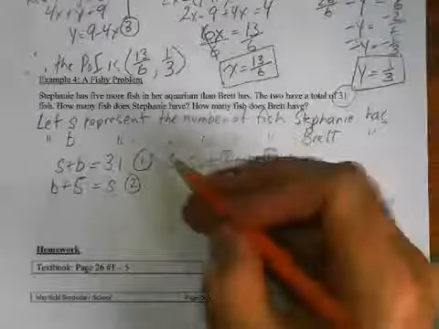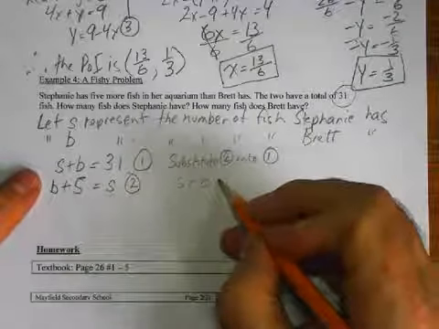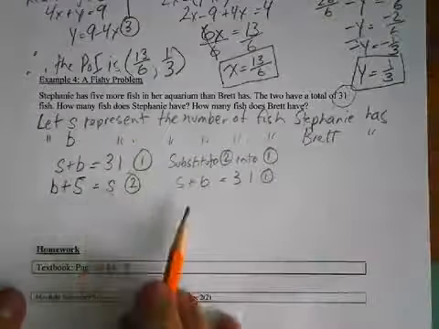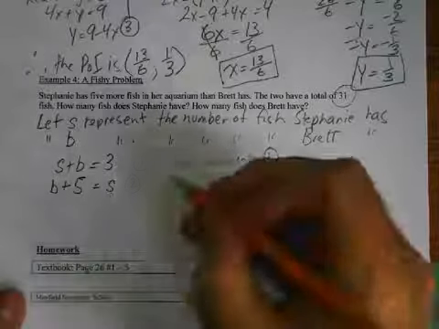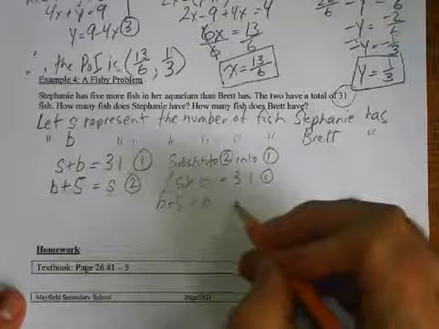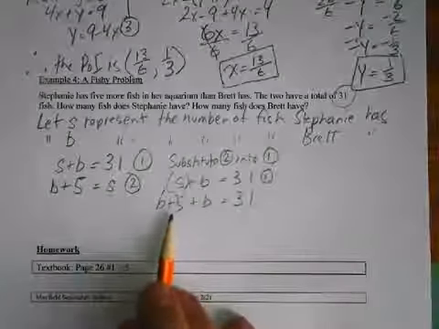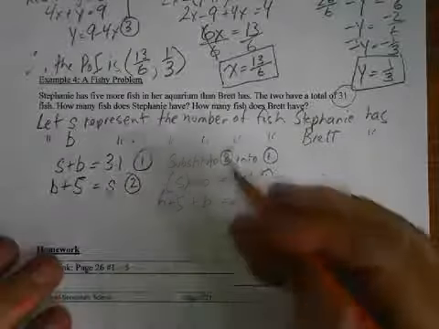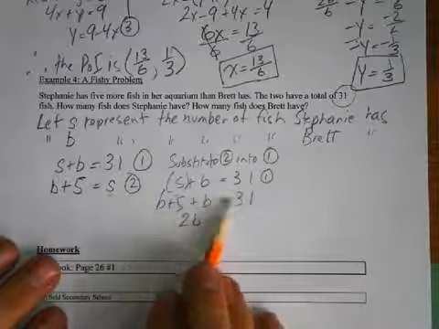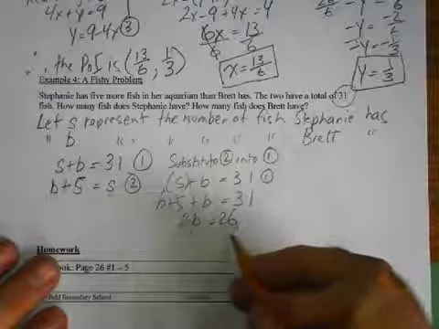So I'm going to write S plus B equals 31. That's equation 1. And now, wherever the S was, I change that to B plus 5. So B plus 5 plus B equals 31. You notice now the equation has no more S's because we replaced S. So I can say 2B, add those two together. I'm going to take away 5 from both sides, 26. And now when I divide, I get B equals 13.